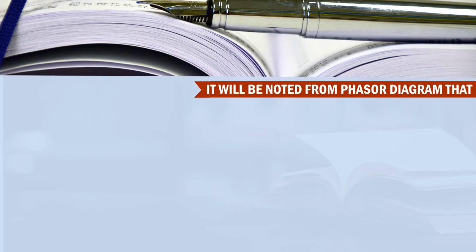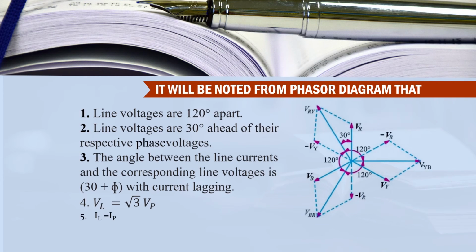So on the basis of the previous phasor diagram and circuit diagram, you can say that line voltages are 120 degrees apart. The second observation is what? Line voltages are 30 degrees ahead of their respective phase voltage. Here you can see in the phasor diagram also. And the angle between the line current and the corresponding line voltage is 30 plus phi.